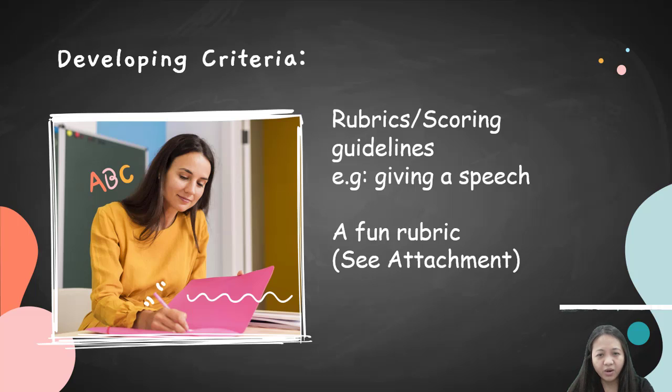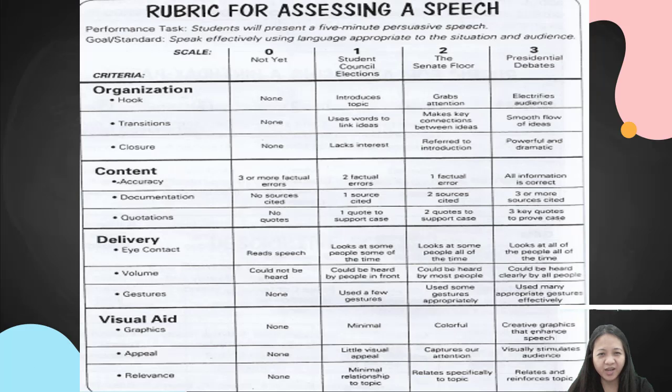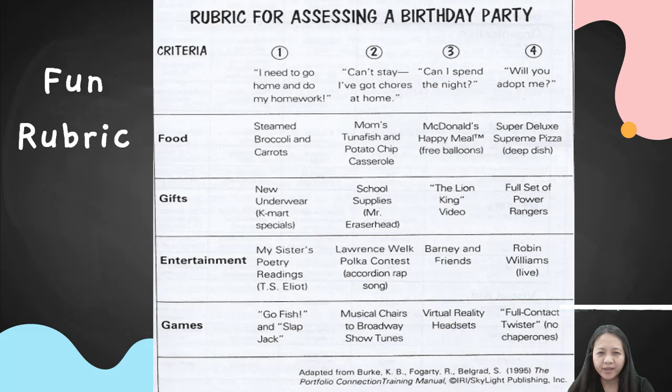For developing criteria, we also have a fun rubric. For fun rubric, it's a kind of rubric that is not conventional, but it can be used for fun. Like, for example, this one, especially for young children, they will love it. Rubric for assessing a birthday party, for example. The criteria, you can use this 1, 2, 3, 4.